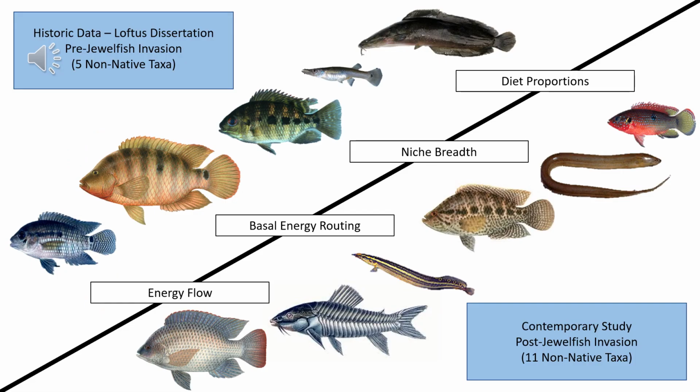My dissertation as a whole focuses on comparing the historic pre-jewelfish invasion food web, the jewelfish being the bright red fish in the top right corner of the slide, to the post-invasion food web in a contemporary study that we've conducted. We'll be comparing the metrics along this dividing line from top right to bottom left in the pre and post invasion settings. But today I wanted to take these data in a different direction.